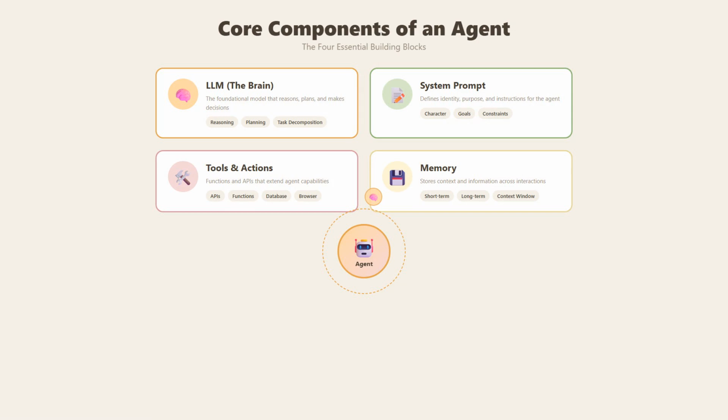Second is the system prompt. Think of this as the agent's identity card, its character DNA, its instruction manual. The system prompt defines who the agent is, what its purpose is, and how it should behave. A financial advisor agent might be instructed to be eloquent and professional. A medical assistant might be caring and empathetic. Beyond personality, the system prompt contains detailed instructions about what to do, what not to do, and how to handle specific situations. In production, these prompts can become quite lengthy and detailed.